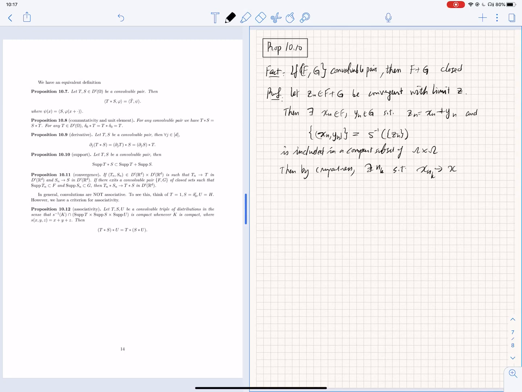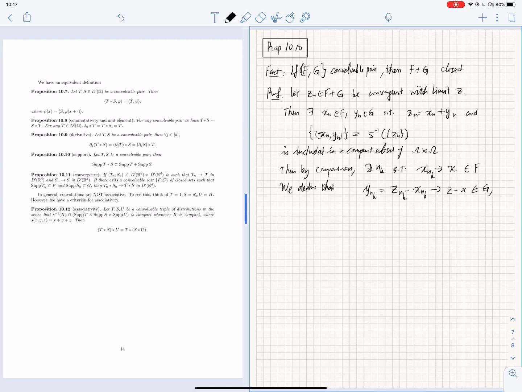And since Xnk is chosen from F and F is a closed set, we know that X belongs to F. We can deduce that this Ynk, which is nothing but Znk minus Xnk, since Znk converges to Z and Xnk converges to X, converges to Z minus X. And also, Ynk is chosen from a closed set G, so the limit must belong to G.